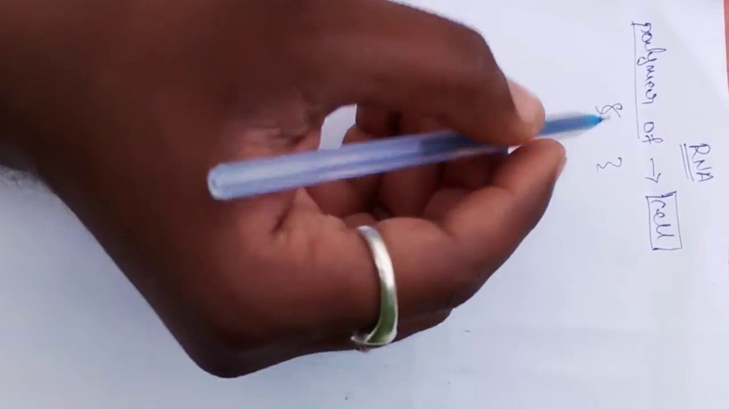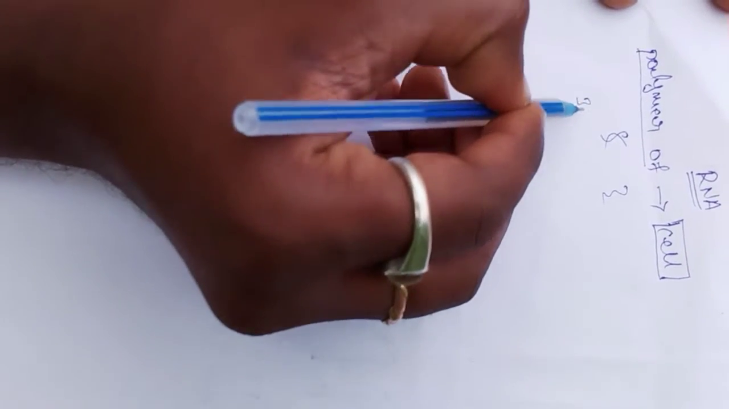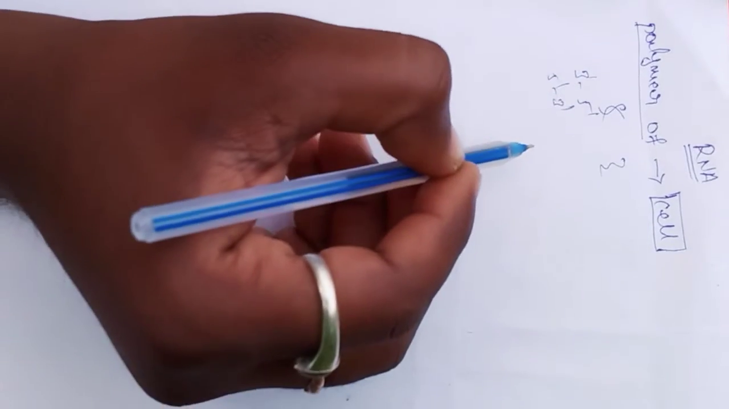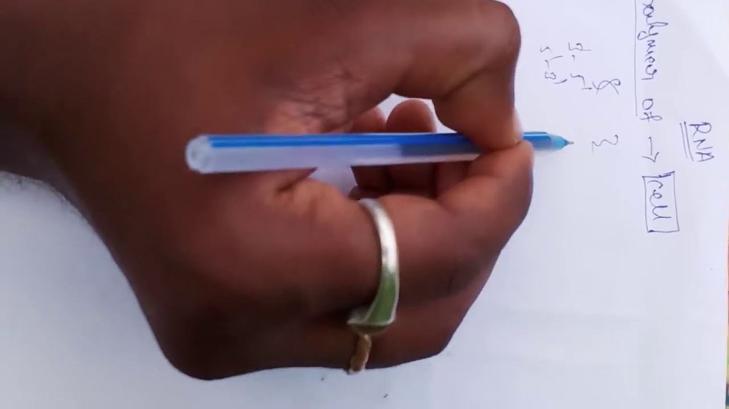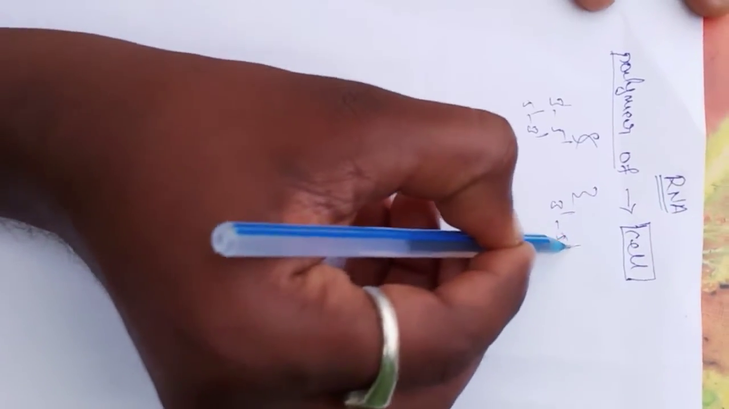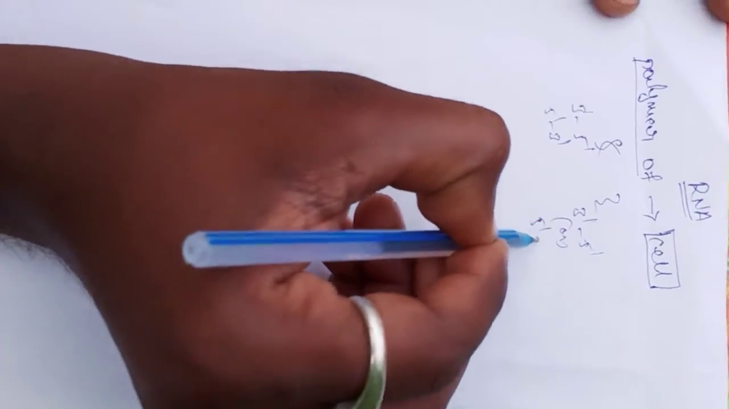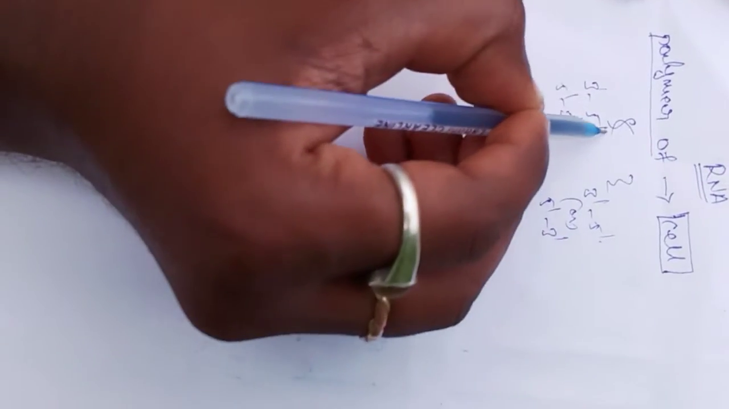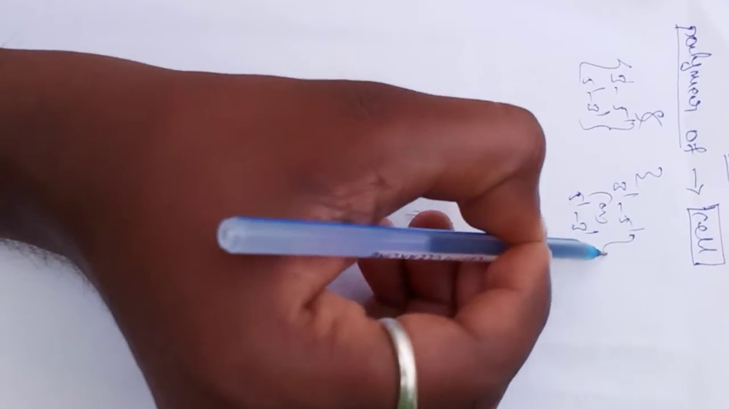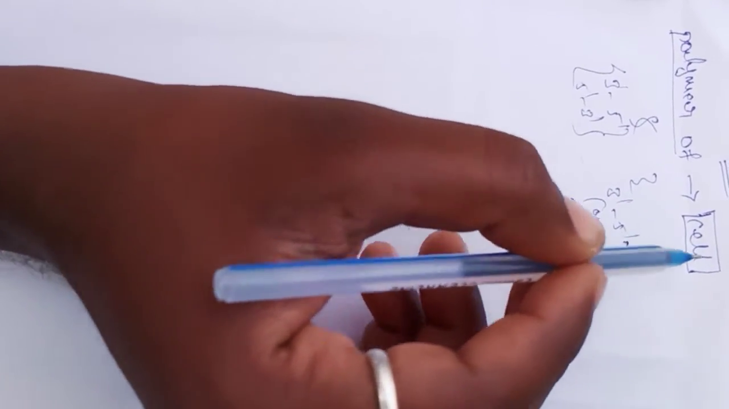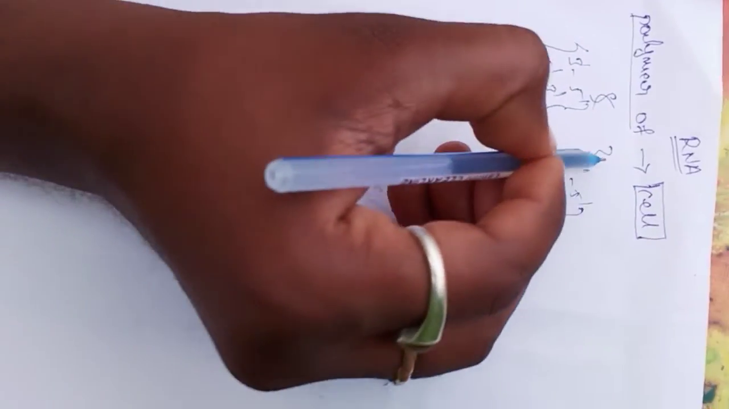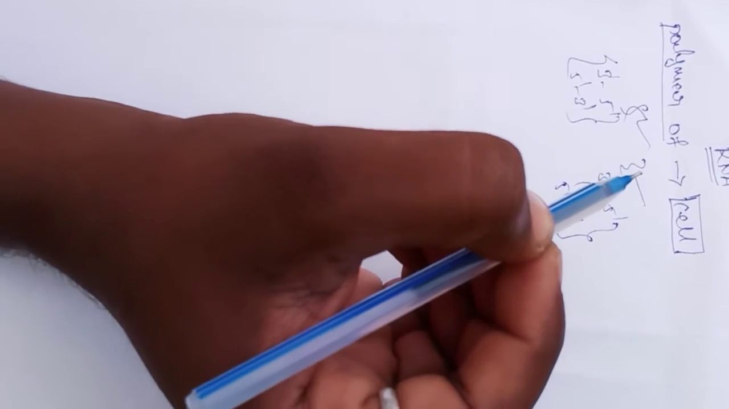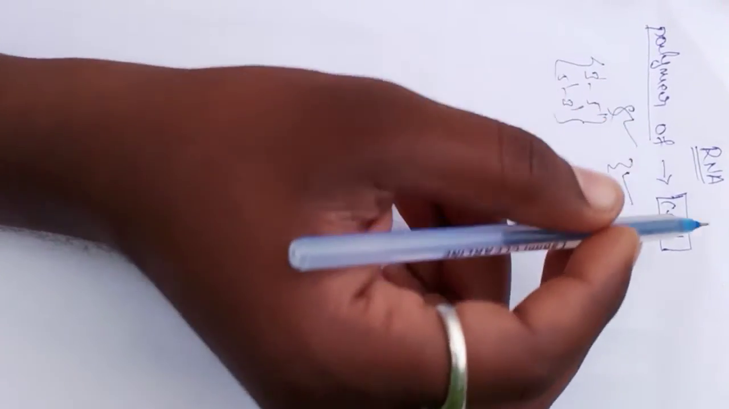In DNA, the 3' to 5' direction and the 5' to 3' direction, two directions, are present. But RNA contains only the 3' to 5' direction or the 5' to 3' direction. These two directions are present in the DNA, but only one direction is present in the RNA. Why? Because RNA contains the single helical structure, and DNA contains the double helical structure. That is the main difference between DNA and RNA.